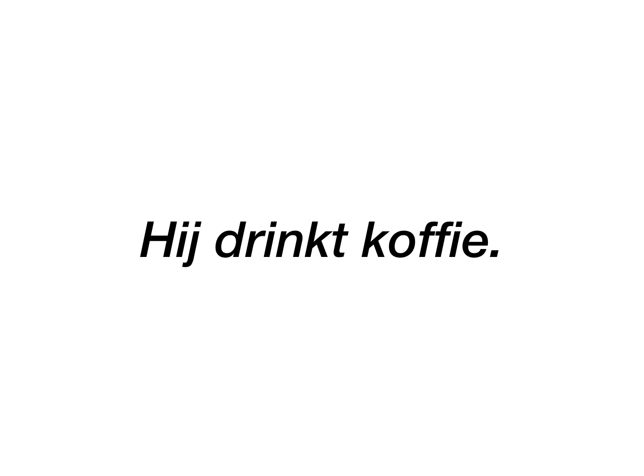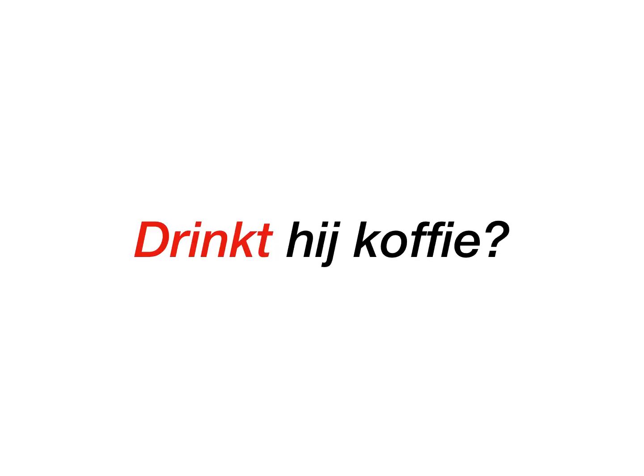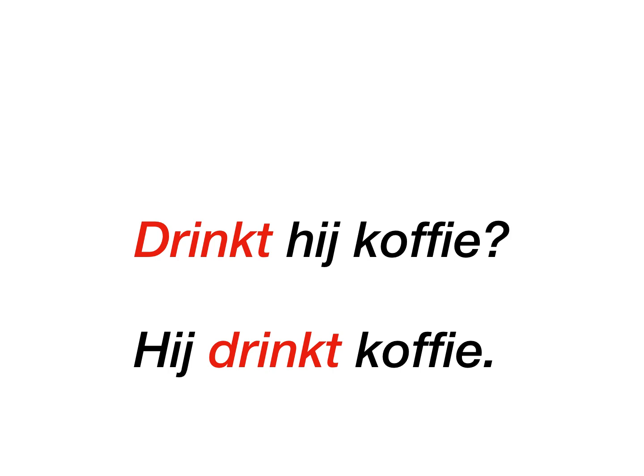Now let's make a question. How would you say, does he drink coffee? All you have to do is put the verb in the first place in the sentence. Drinkt hij koffie? And here we see our original sentence, hij drinkt koffie. As you can see, we just swap the place of the subject and the verb.